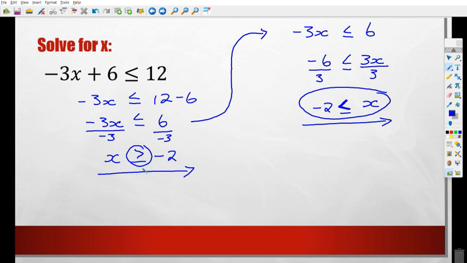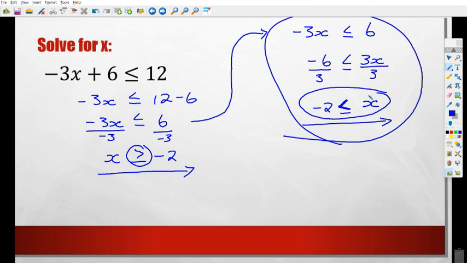Now can you see that the open side is to the x? The arrow is pointing to the -2, and the arrow is pointing to the -2. Easy. This side is a little bit longer. It's perfectly fine if you solve your inequalities this way, but this is the quickest and easiest way.